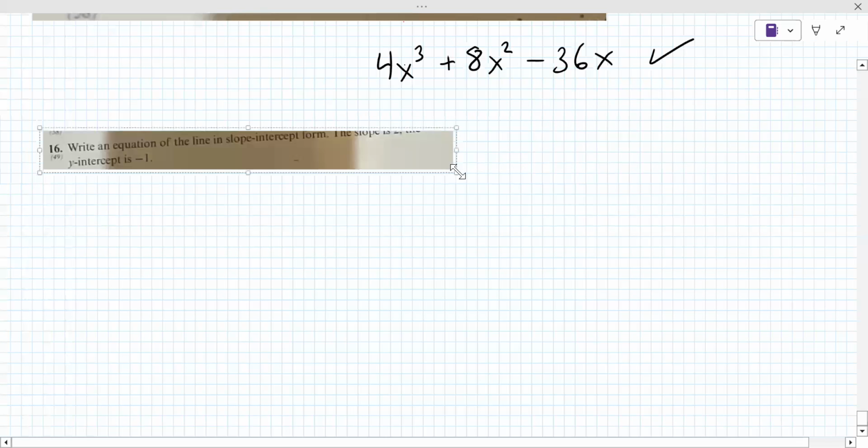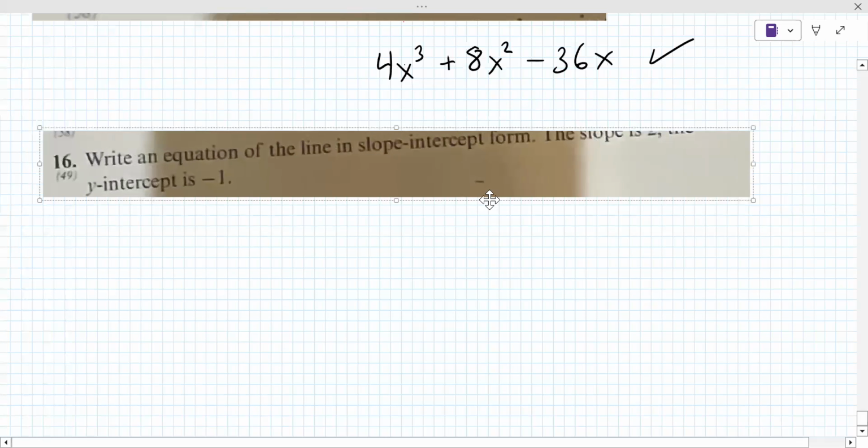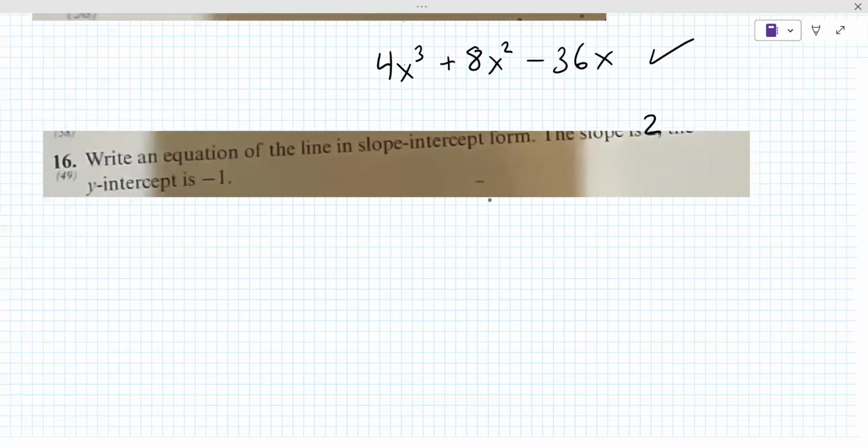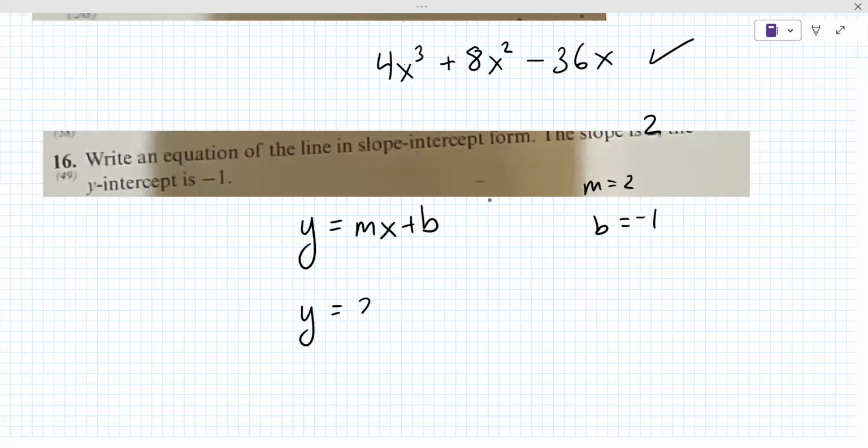All right, number 16 here, write an equation of the line in slope-intercept form. The slope is 2 and the y-intercept is -1. Slope-intercept is y equals mx plus b. m is 2, b is -1. So very, very fast. Sometimes you get a quick one there.